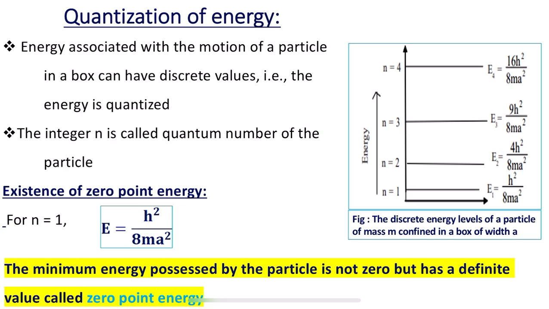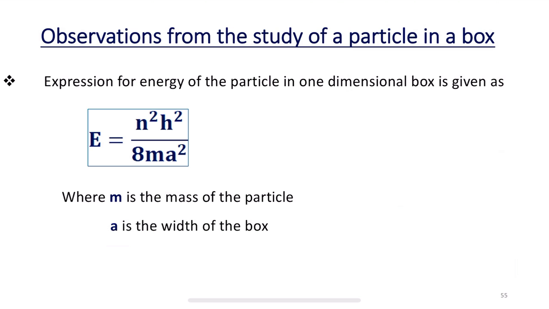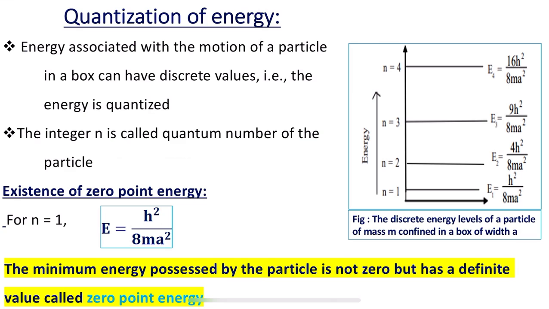Since n can have only integral values, that is 1, 2, 3, 4, 5, etc., it follows from the equation, which we have deduced based on the Schrodinger wave equation for a particle in a one-dimensional box, that the energy associated with the motion of a particle in a box can have only discrete values. That is, the energy is quantized. So each particle located in the one-dimensional box is quantized.